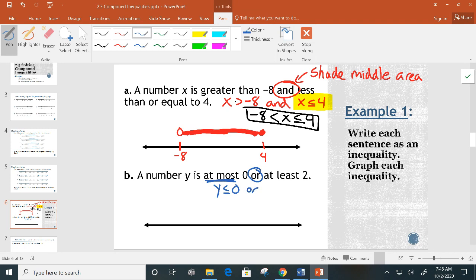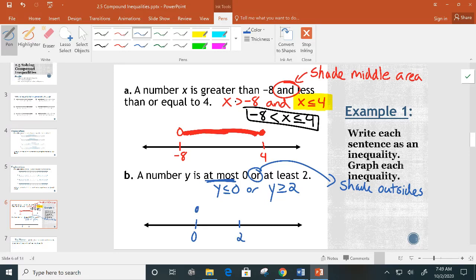Or at least 2. So at least 2 means that it's greater than or equal to 2. When we have an or compound inequality, we shade the outsides, because it's only one of those two things there. So we know that 0 is here, and we know that 2 is over here.